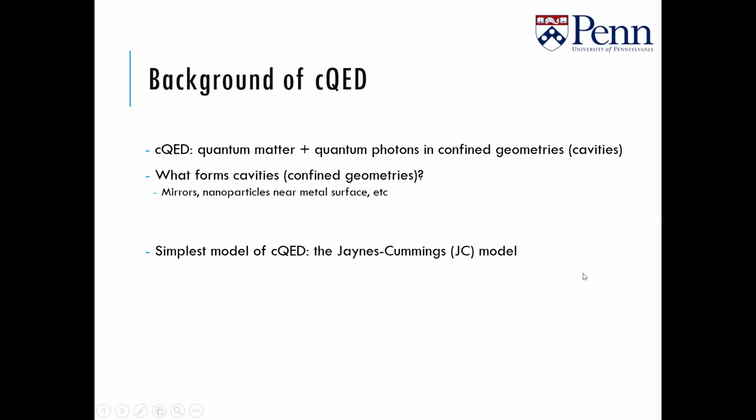The simplest model for cavity QED is the JC model, in which a single two-level system, an electronic two-level system, is interacting with a single photon mode. Here is a figure for the JC model.